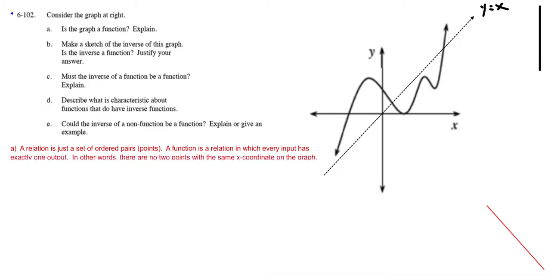So I've kind of laid out a little bit here. Remember, if we were talking about functions, the first thing we want to speak about is a relation. A relation is just a set of ordered pairs. So a bunch of points on a graph. A function, though, is a relation, so a bunch of ordered pairs on the graph, in which every input has exactly one output. In other words, there are no 2 points with the same x-coordinate on the graph.